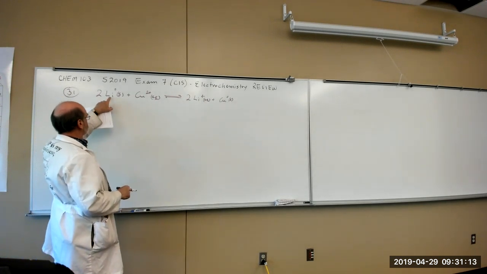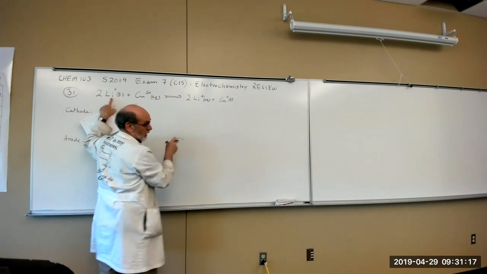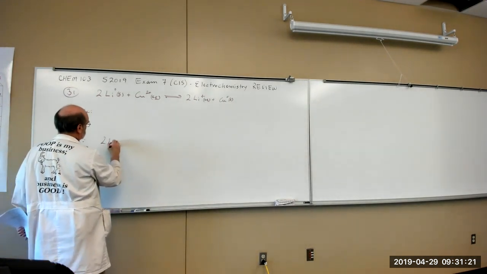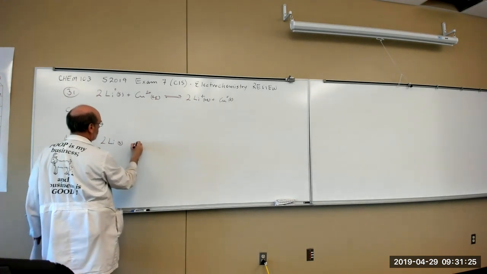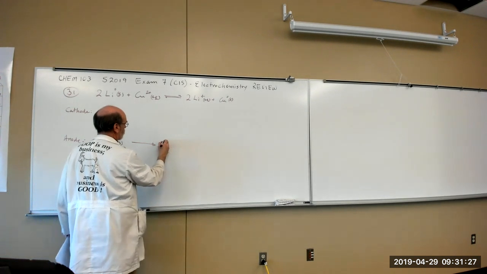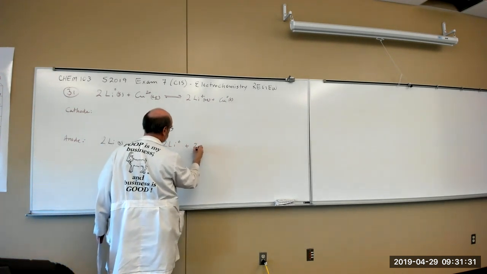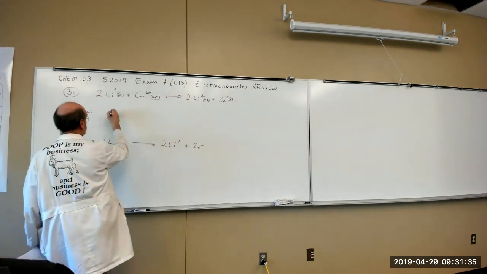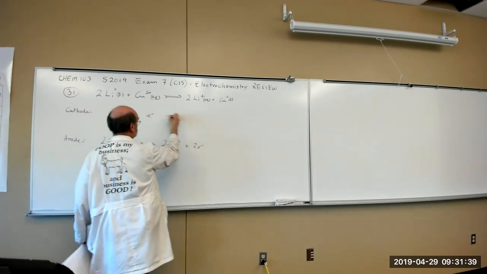So what happens to lithium? It goes from 0 to +1. It lost an electron. So 2 lithiums lost electrons. And just to balance it, do that. Cathode then would be the other one. So copper had to gain electrons.